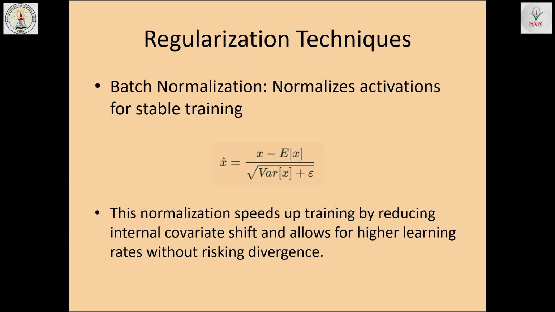Here we have x cap, which is equal to x minus E of x divided by the square root of var of x plus epsilon. E of x is nothing but the mean, and var of x is the variance, which is computed over the mini batches. The normalization speeds up the training by reducing the internal covariate shift. It will allow for higher learning rates without any risk of divergence and so on.